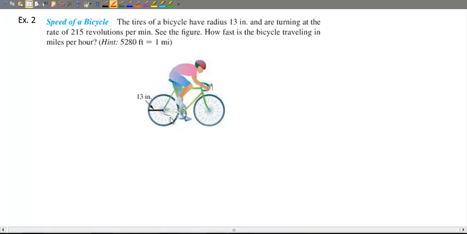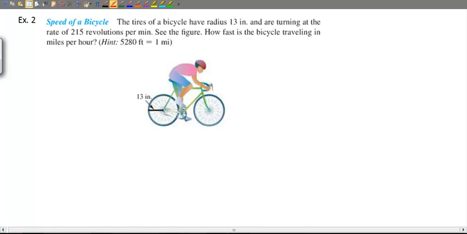So in this video, we're going to take what we know about both angular speed and linear speed and apply it in two different applications. This example right here is talking about the speed of a bicycle. We know that the bicycle tires have a radius of 13 inches and that they are rotating at a rate of 215 revolutions per minute.